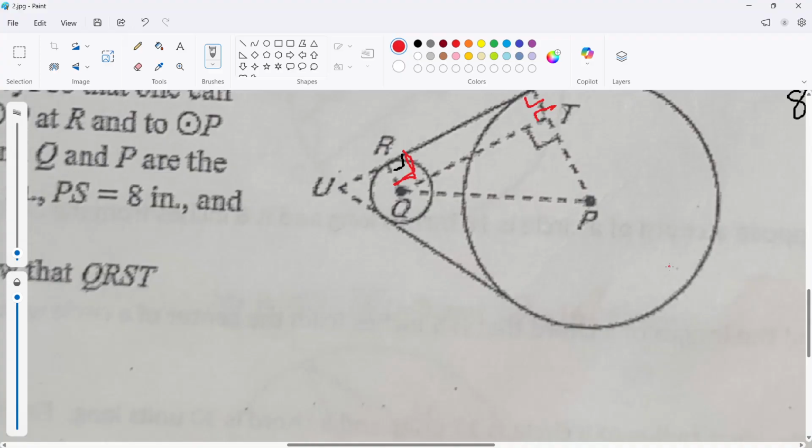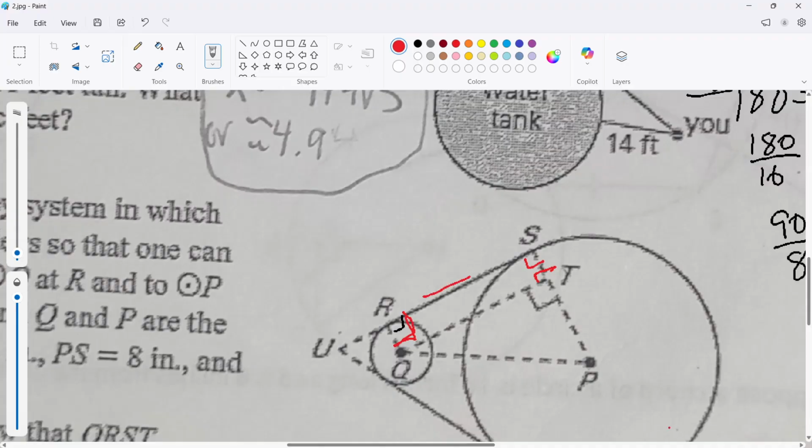Since this line, RS is tangent to circle Q at R, that makes RQ perpendicular to RS. Wherever a segment is tangent to a circle, it is then perpendicular to the radius at that tangent point. So that angle R is a right angle. Same thing with angle S. Since RS is tangent to circle P and PS is a radius, then this angle RST is also a right angle. And then if this angle is a right angle, then the angle next to it on the line is a right angle, 180 minus 90.